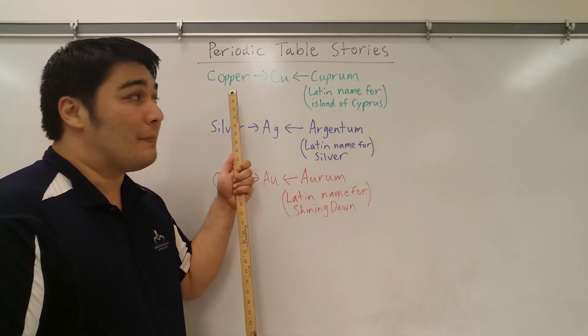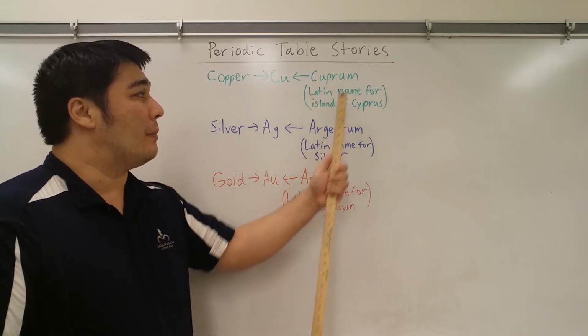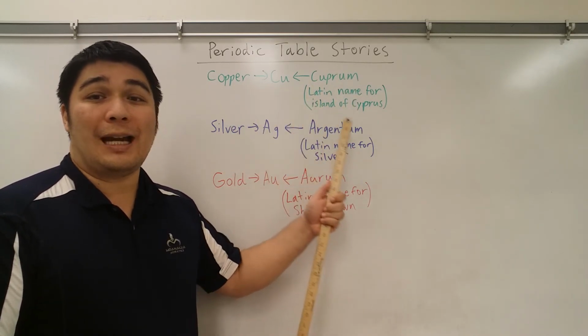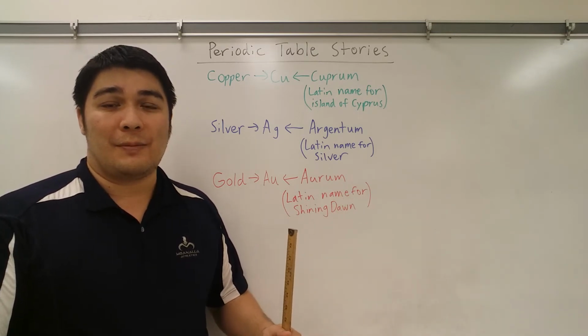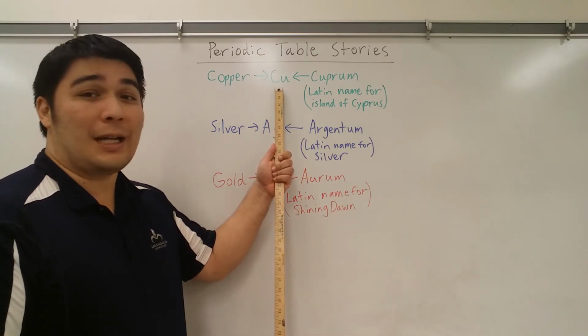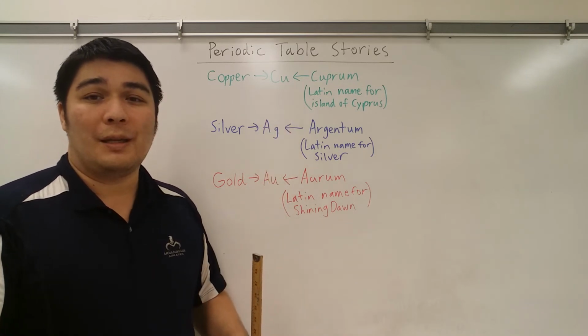So copper comes from cuprum, which is the Latin name for the island of Cyprus. It's off the coast of Italy in the Mediterranean Sea. And that's where the atomic symbol Cu comes from.